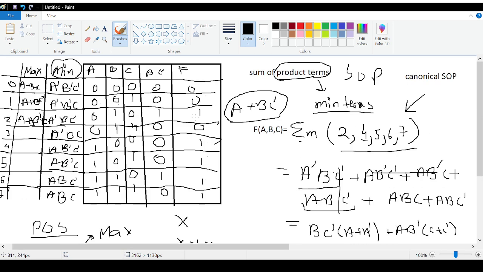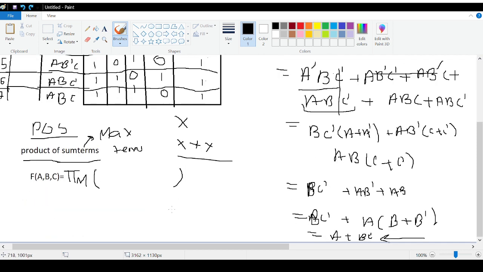For SOP we took the min terms where the output was 1, but when it comes to max terms, we will take those max terms for which the output is 0. So for which outputs are the max terms 0? 0, 1 and 3, right? So these are max terms 0, 1 and 3. So this is my standard POS.